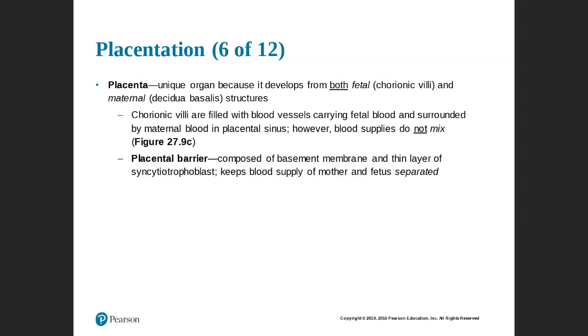So the chorionic villi are then filled with blood vessels carrying fetal blood and surrounded by maternal blood in the placental sinus. Remember, the blood supplies do not mix. The placental barrier is composed of a basement membrane and a thin layer of syncytiotrophoblast, and that keeps the blood supply of the mother and the fetus separated, so you don't get autoimmune problems, or immune complexes forming.